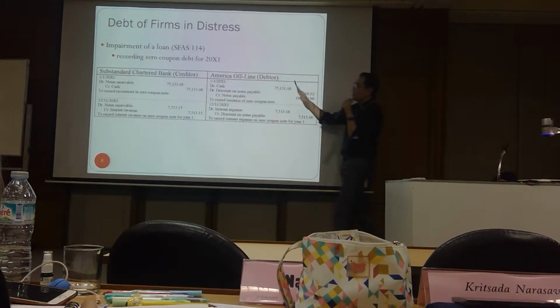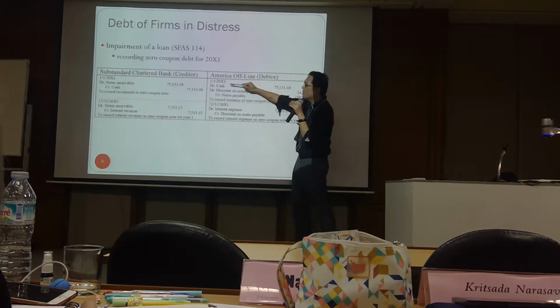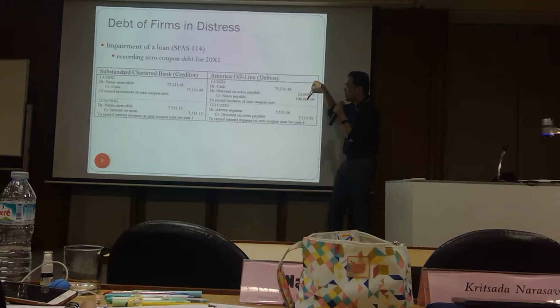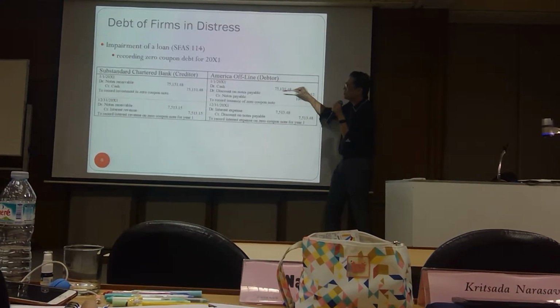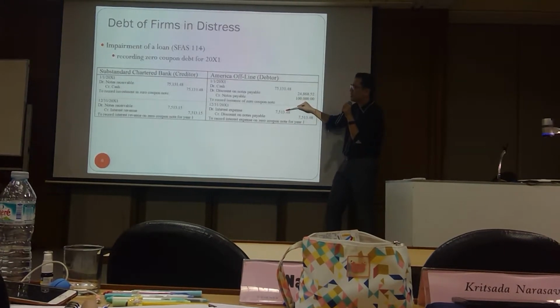Look at the debtor, who gets cash and issues a note payable. The difference turns out to be the discount, shown right here. Debits are on this side. Once they pay interest, actually cash didn't go out; the discount dropped and interest is recognized.